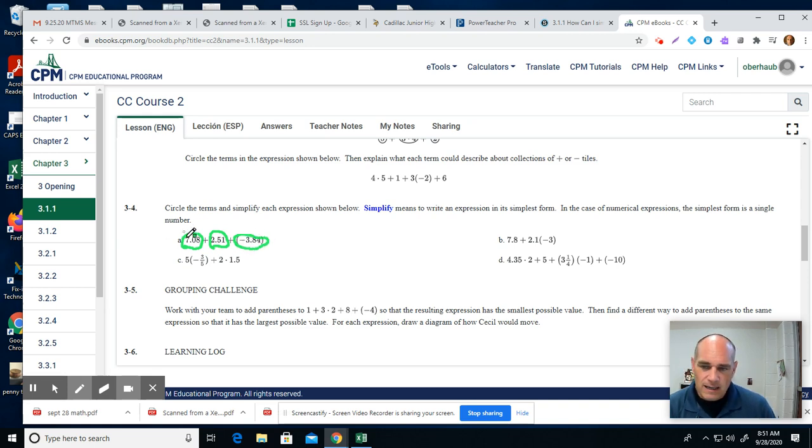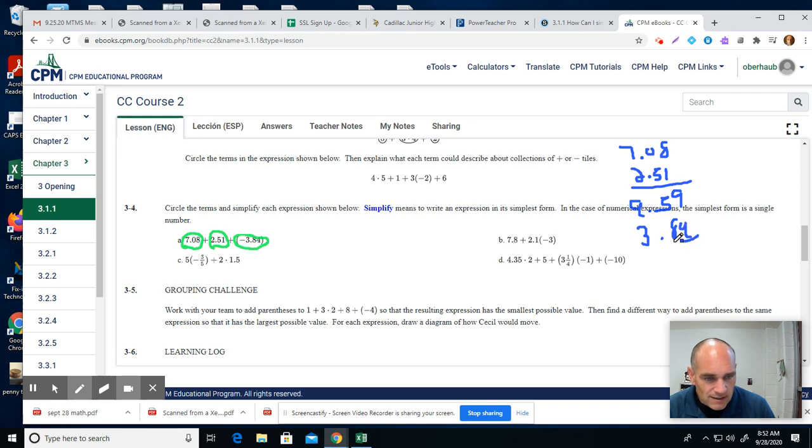So for A, I'm just going to combine these numbers. So let's see, I've got 7.08. I'm going to combine that with 2.51. They're both positive, so I'm going to add those together. It gives me 9.59. So these two together give me 9.59. Now I'm going to add a negative 3.84, I think it is.